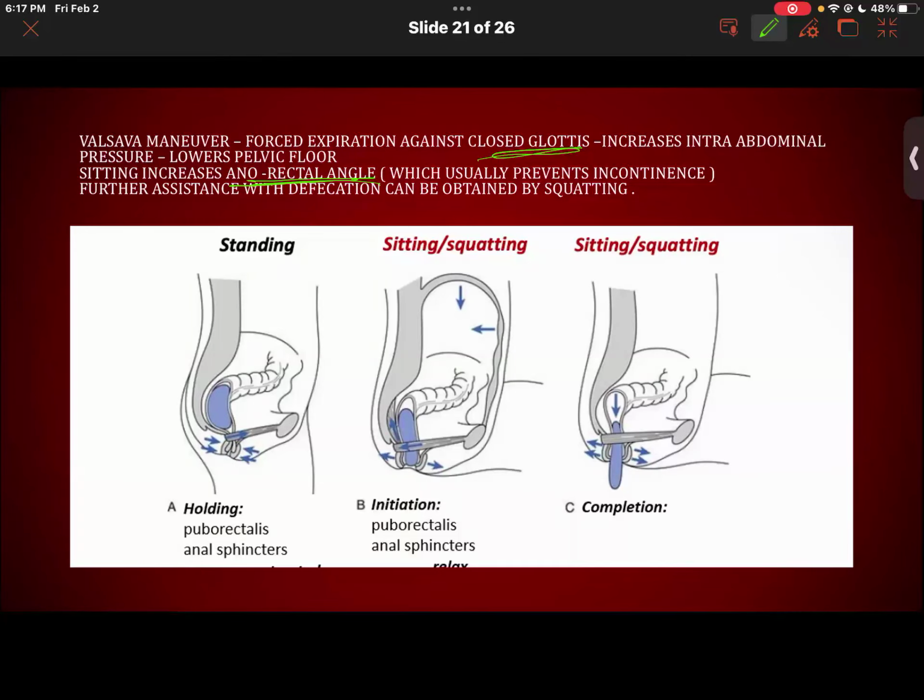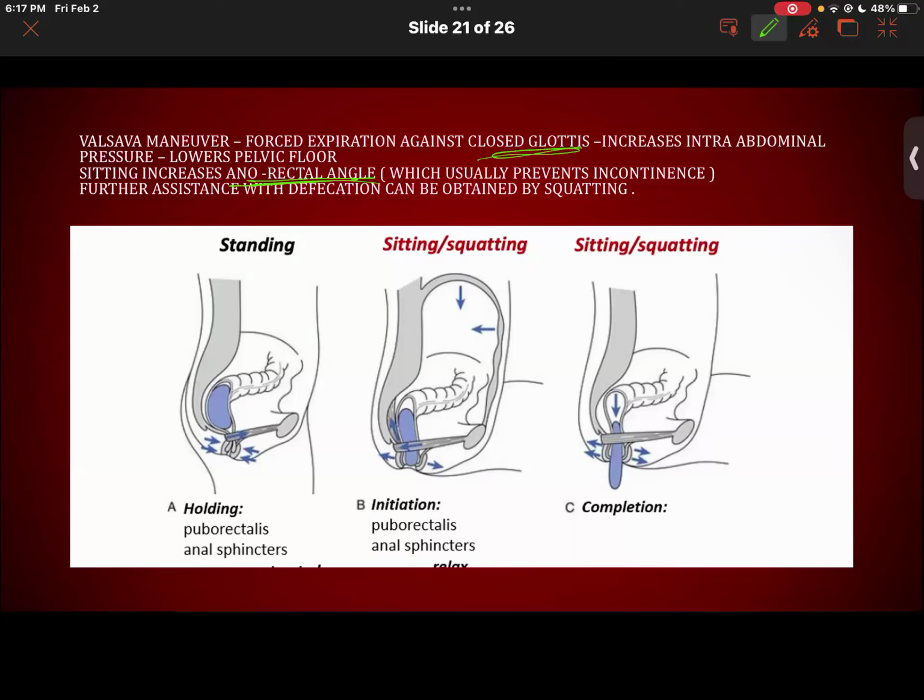because the anorectal angle is decreasing, which is the anatomical thing that was stopping incontinence is being removed because the angle is decreasing, and this causes the urge. It causes an increase in the urge. So also squatting further decreases the angle. So sitting and squatting decrease the anorectal angle, which makes it easier for us to defecate.